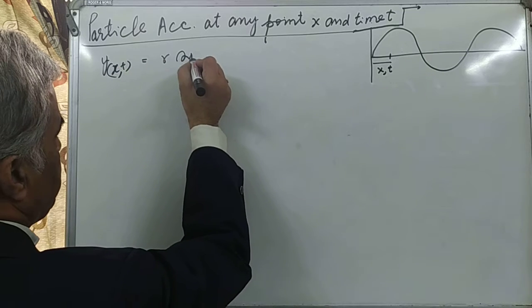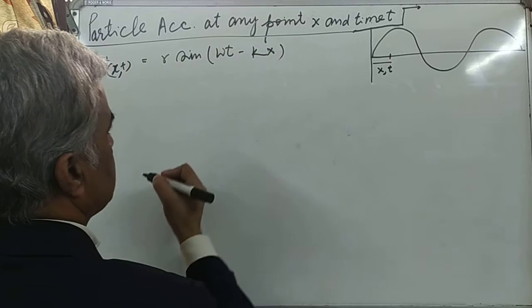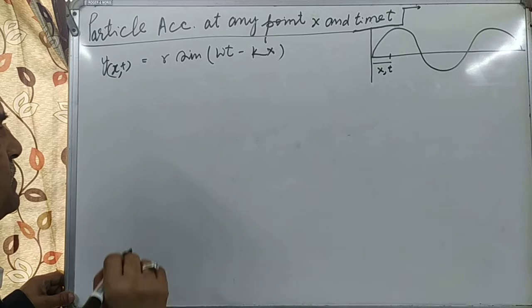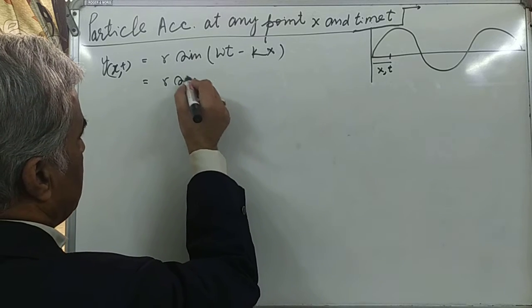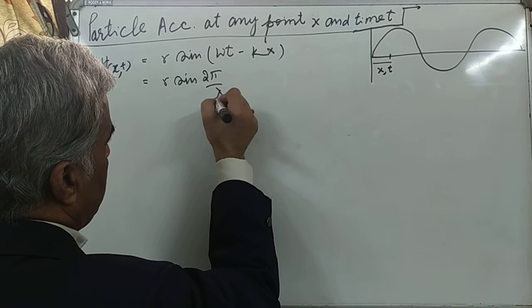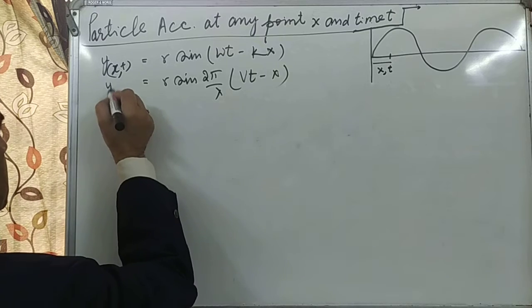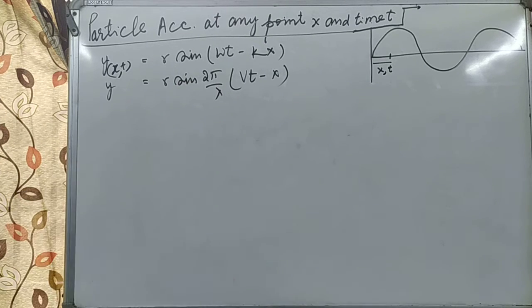equal to r sin(omega t minus kx). You may write it in terms of velocity: r sin(2 pi by lambda (vt minus x)). This is y. Now differentiate this with respect to time t.